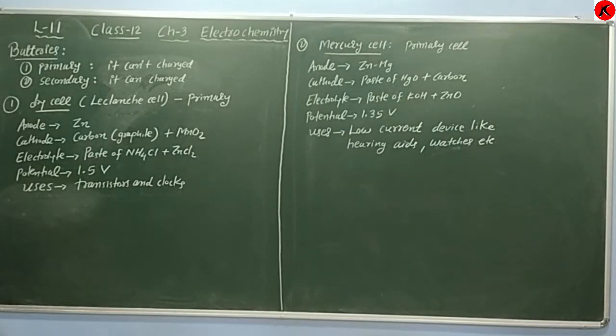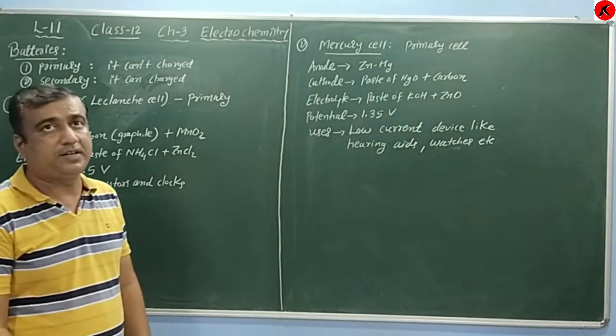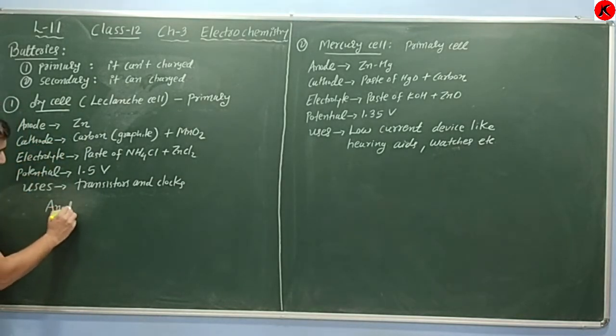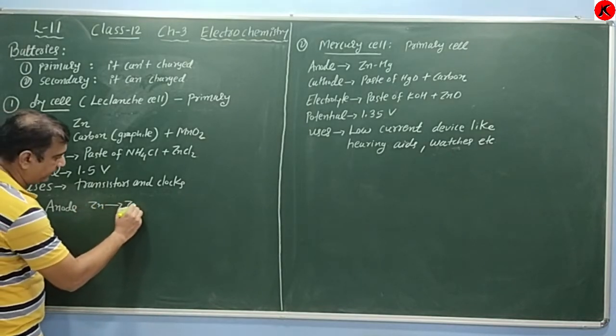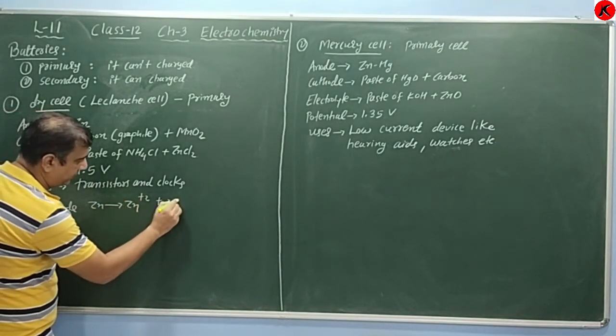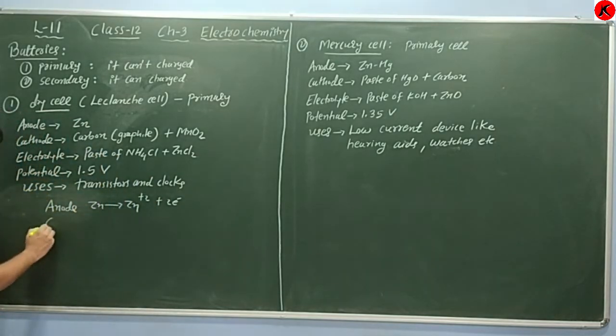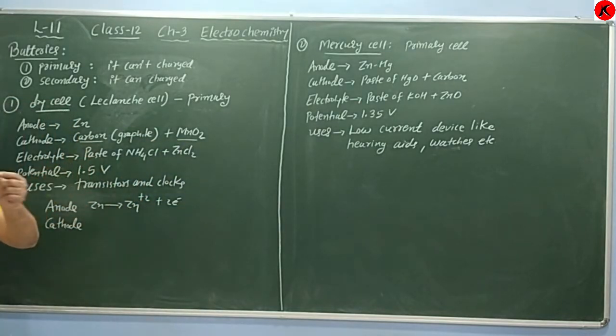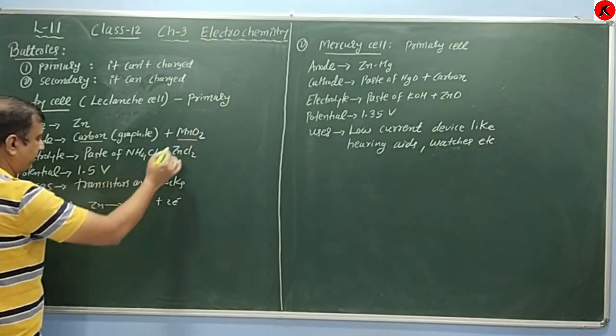Now the main thing is the reactions by which electricity is generated. The redox reaction is there. At the anode, oxidation always takes place. At the cathode, reduction takes place. Here the anode is Zn, that means at the anode Zn is oxidized to Zn2+ plus 2 electrons. Now at the cathode, a reduction reaction takes place. The cathode is carbon surrounded by MnO2. Carbon is an inert electrode, so the reaction of MnO2 takes place.